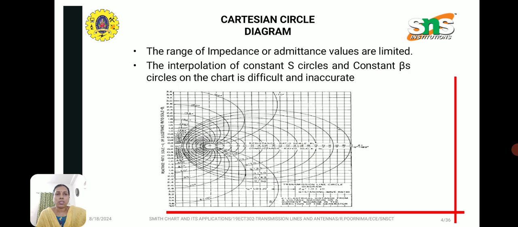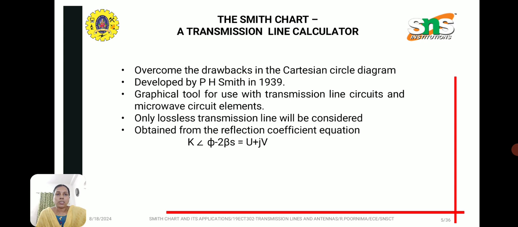First we can see the Cartesian circle diagram in this picture. The range of impedance or admittance values is limited, and interpolation of constant S circles and constant beta S circles on the chart is difficult and inaccurate. So this is the disadvantage of the Cartesian circle diagram. Now the Smith chart, which is the transmission line calculator, overcomes the drawbacks of the Cartesian circle diagram.